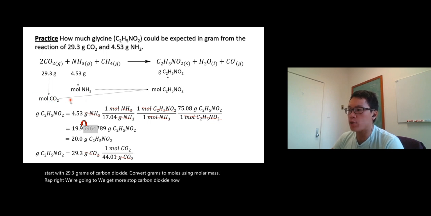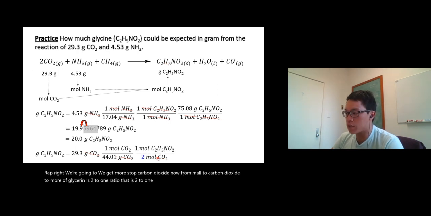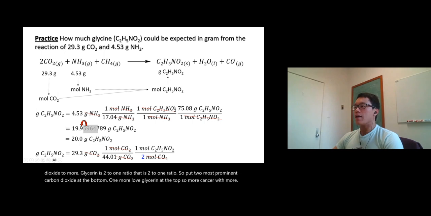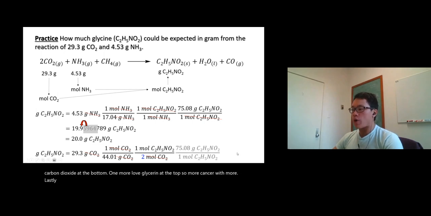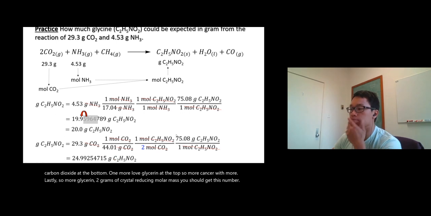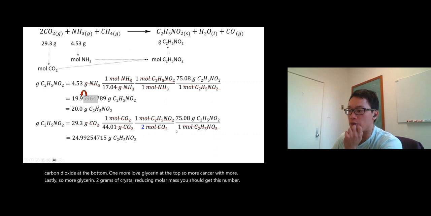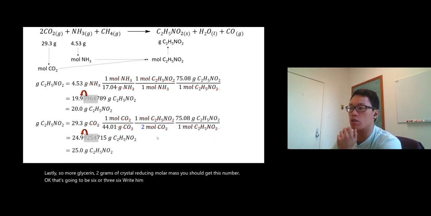From mole of carbon dioxide to mole of glycerin is a 2-to-1 ratio. See that? So put 2 moles of carbon dioxide at the bottom, 1 mole of glycerin at the top, so mole cancels with mole. Lastly, mole of glycerin to grams of glycerin using molar mass. You should get this number. The rest is going to be 3 sig figs. Write them up.